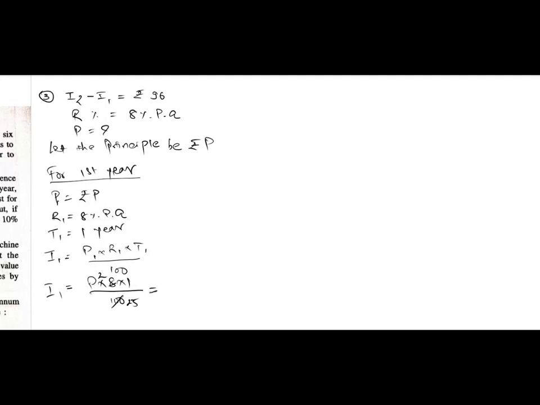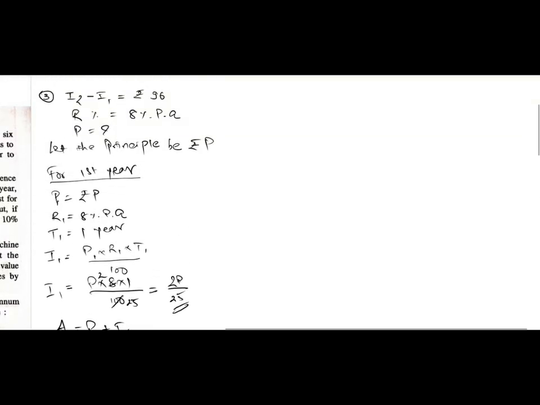So this will be 2P by 25. This is what we had to find in the first year, but we cannot proceed to the second year unless we find the amount. So A1 is P plus 2P by 25. Take LCM, 25P plus 2P, 27P by 25. This is the amount for the first year, right?